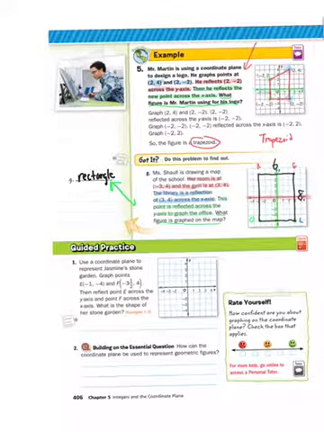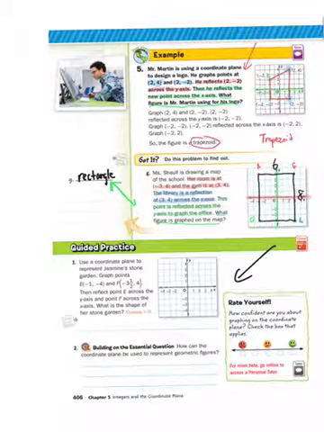Now, if you had that one completely correct, you did fantastic. If not, just learn from it, because when you do your practice problems down below, you're going to have a chance to correct your mistake.